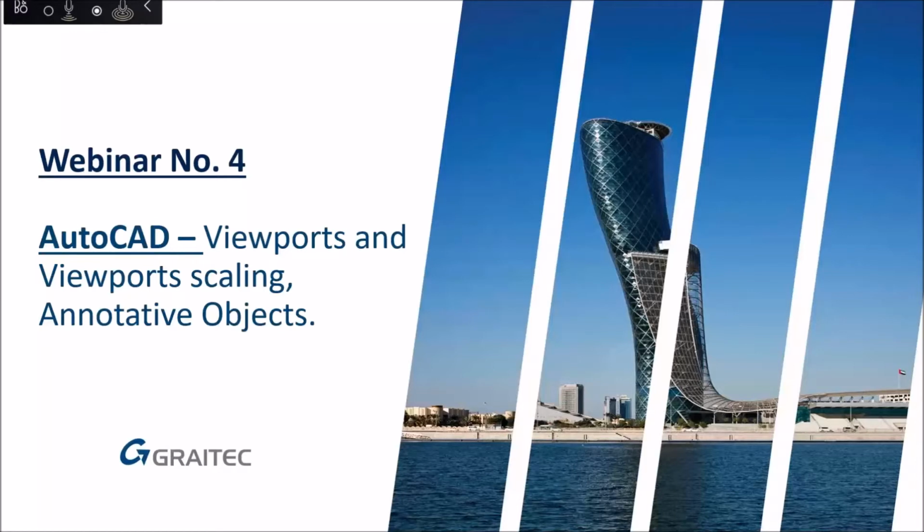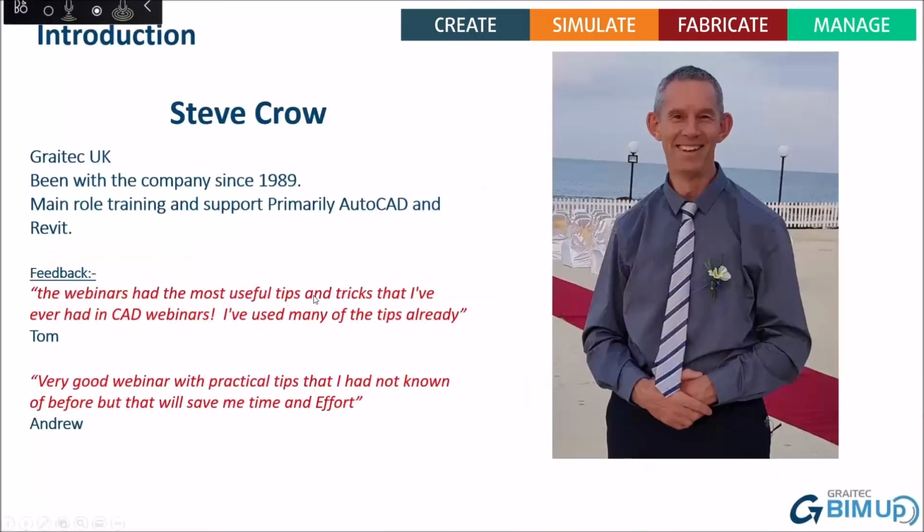So, next slide. That's me. My name's Steve Crowe. I joined the company in January 1989, and I've been using AutoCAD for about 35 years, but I still don't class myself as an expert by any stretch of the imagination. There's masses and masses in the program. I run training courses on the various aspects. I get people off the ground, up and running, and I do advanced courses, a bit of programming in AutoCAD, and I run the 3D courses. I also cover Revit. My main role is training and support, primarily AutoCAD and Revit.